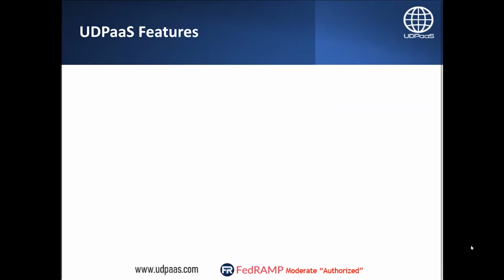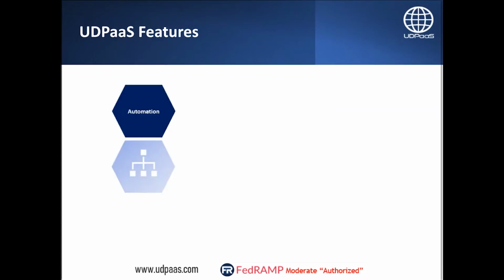Now, let me highlight some UDPaaS features for you. UDPaaS utilizes workflow which triggers automatic notifications, generates documents, changes status, and updates field values automatically. So if an application needs revision, staff can simply push a button, a notification will be sent to a grantee, and the grantee can log in to update their application.